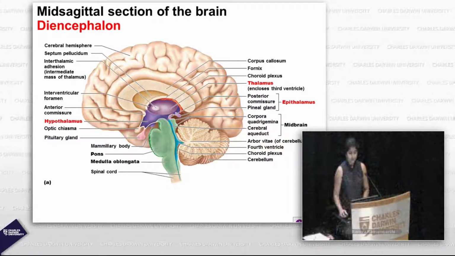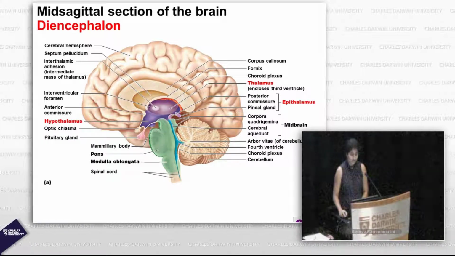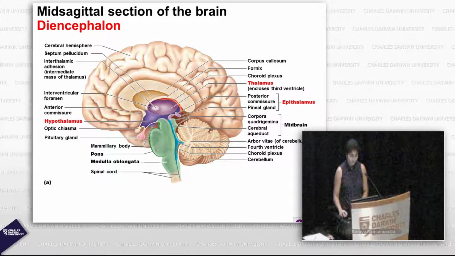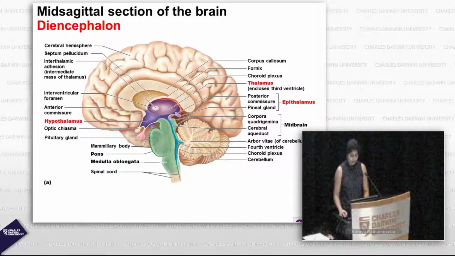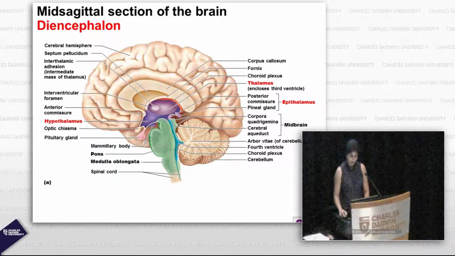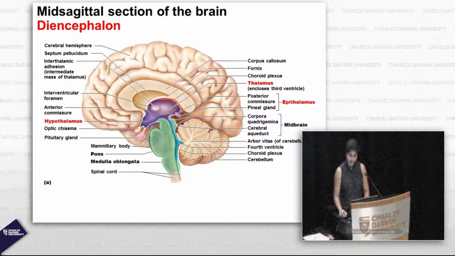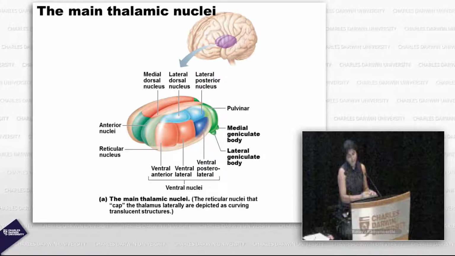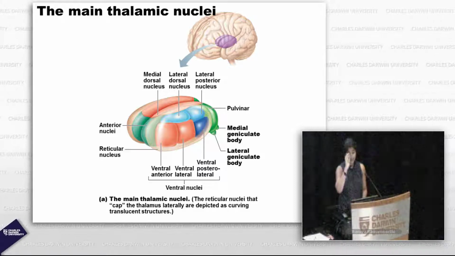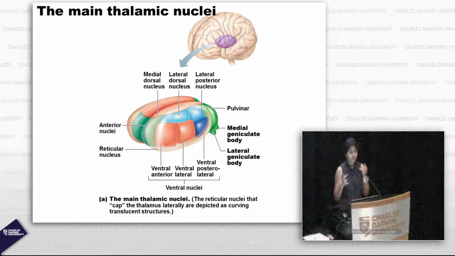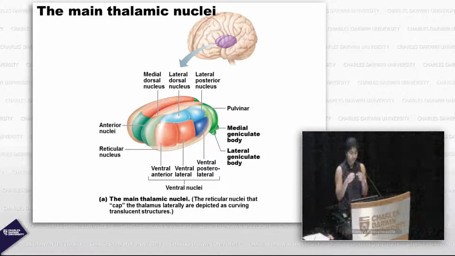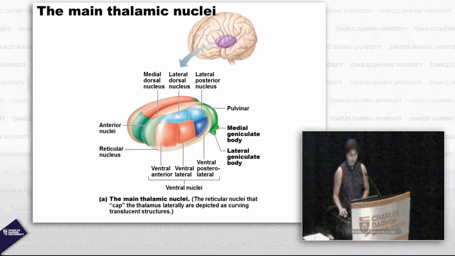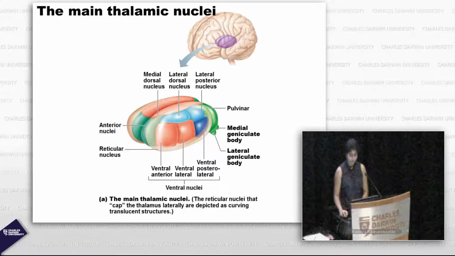So this is a mid-sagittal section of your brain. What I want you to really look at here are the three paired gray matter structures present, mainly the thalamus, highlighted in red, the epithalamus, and the hypothalamus. When you talk about the thalamus, the main thing to understand is that it is a bilateral egg-shaped structure, like two eggs fused together. These two halves are fused together by interthalamic adhesions.